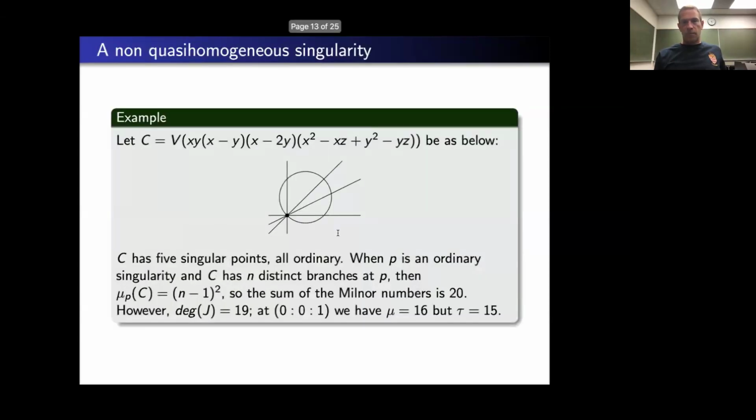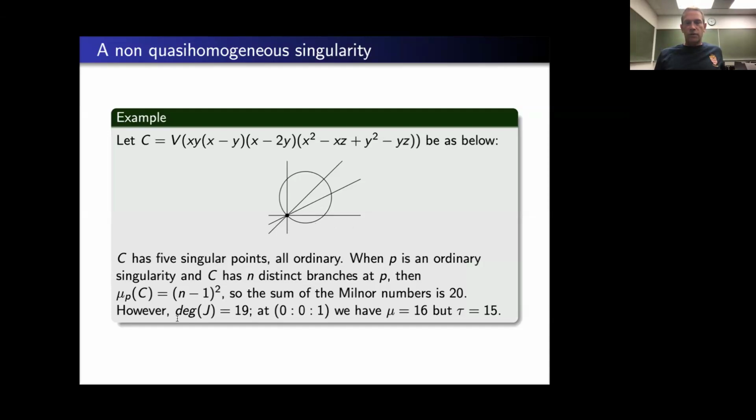So let's see something. So here's an example. This surprised me. I think this is indicating the subtlety of the quasi-homogeneous condition. So if we take this configuration, this is a line conic configuration. We can see that there's 5 singular points, 4 ordinary singularities, which are normal crossing. And then I also have an ordinary singularity at the origin where I have all 5 branches of the curve meeting. But you can see this is an ordinary singularity, right? I have 5 distinct tangent directions there. And so it's easy to check that this is not quasi-homogeneous.